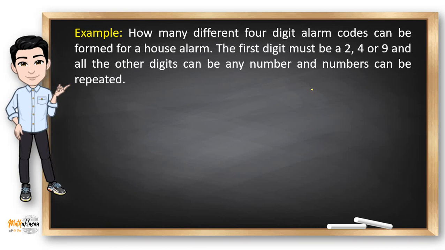How many different 4-digit alarm codes can be formed for a house alarm? Okay, so we need to set a password for the house alarm. Now, the first digit must be 2, 4, or 9. And all the other digits can be any number, and numbers can be repeated. So we have 4-digit code alarm. So say code 1, code 2, code 3, and then the fourth one. Okay, so for the first digit, we have to follow this. Because it says here must be 2, 4, or 9. So for the first digit, we only have three options, which are 2, 4, and 9.